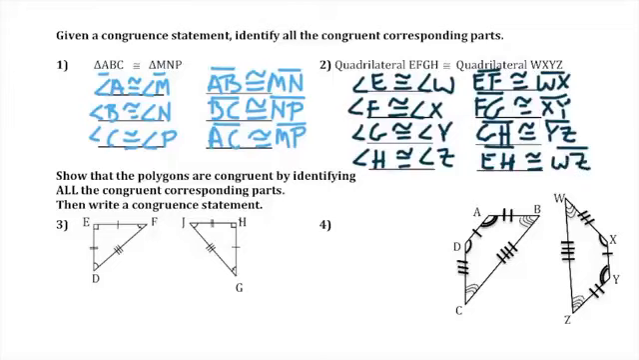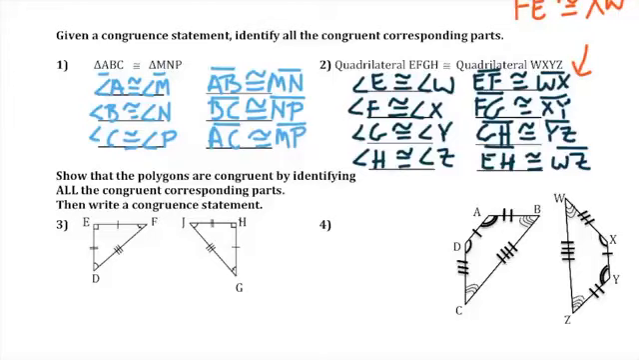Now, remember, order does matter, but if I were to write one of these the opposite way, for example, the first one, right here, if I were to write this differently, I could write it as the segment FE is congruent to the segment XW. And if I switch the one, I have to switch the other. They have to be in the same order based on their congruent corresponding part.